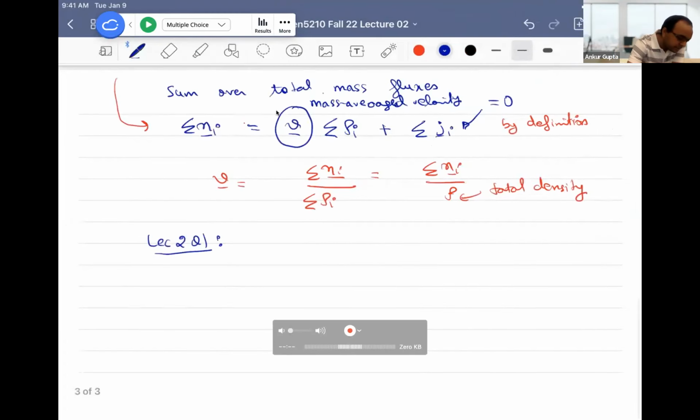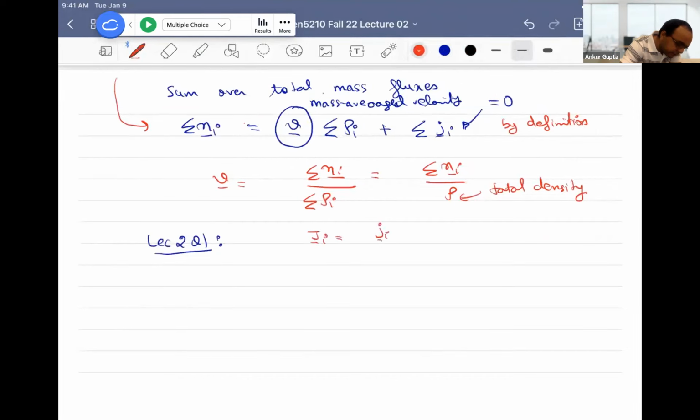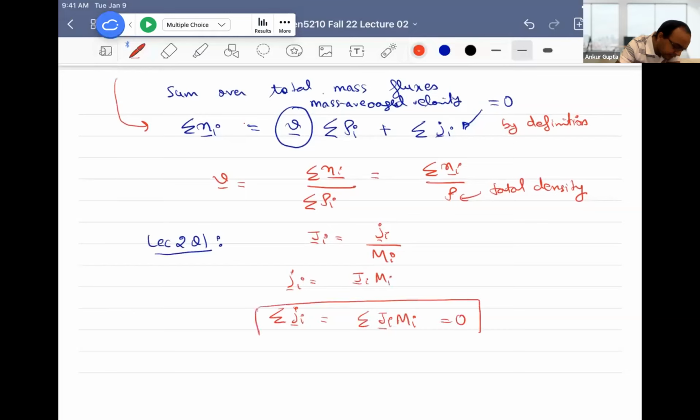So what is the relationship between capital Gi and small gi? What do you think would be the relationship? Is it that we just divide by the molar mass, so we get to Mi? So what we are saying is small gi is simply capital Gi times Mi. And so the summation of small gi is the summation of capital Gi Mi, which is equal to 0. This is again by definition. I have not done anything else here. I have said that simply small gi is capital Gi times Mi, and the sum is equal to 0.